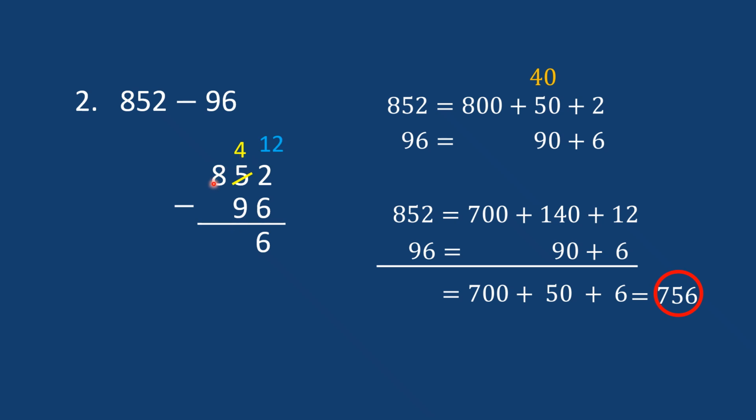So we are going to borrow 1 from 8. 8 becomes 7 and 4 becomes 14. 14 is actually 140 as we can see here in the expanded form. We can now subtract. 14 minus 9 is equal to 5 and then bring down 7. So the answer is 756.